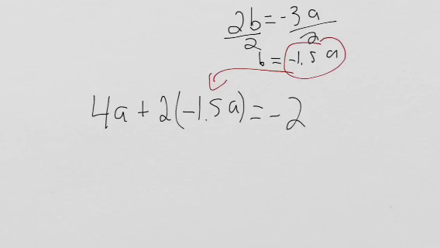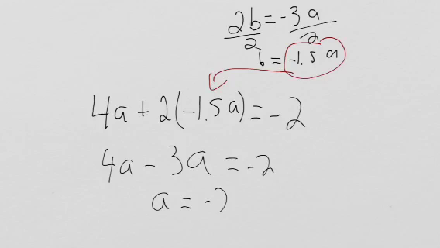So just to recap, we had 2b equals negative 3a. We divided by 2 on both sides to isolate b, and we found that b is equal to negative 1.5a, or negative 3 halves a. So we plugged that in for b in our other relationship. We have 4a minus 3a, because 2 times negative 1.5 is negative 3, equals negative 2. So a equals negative 2.